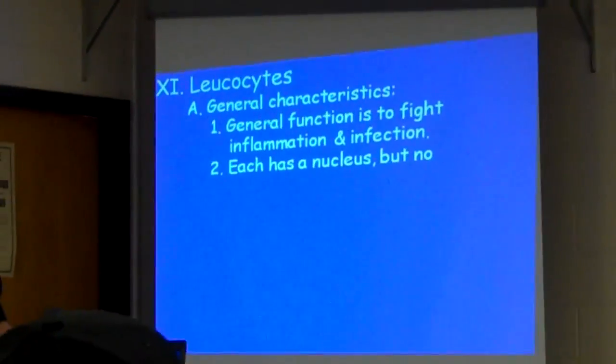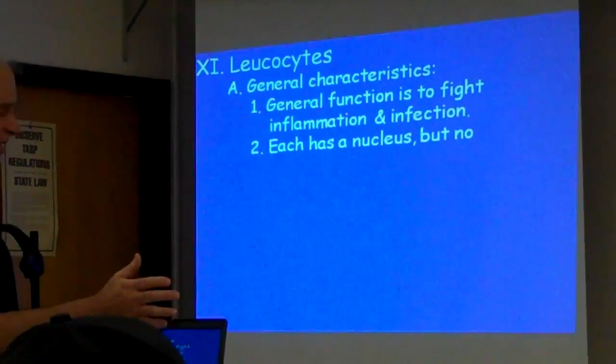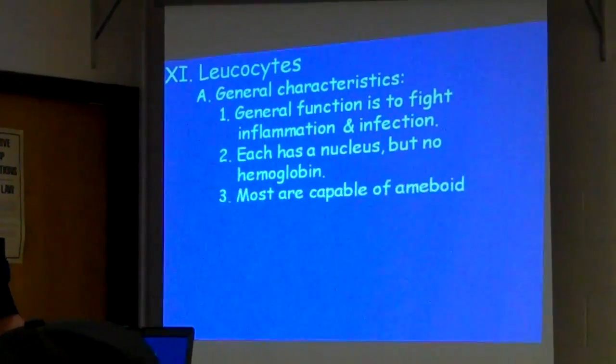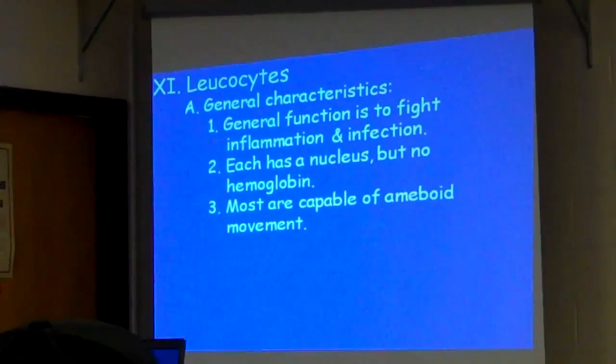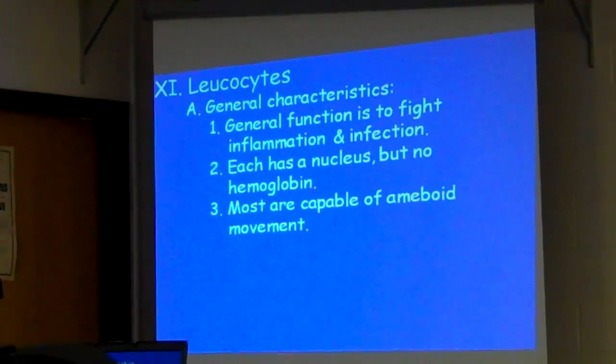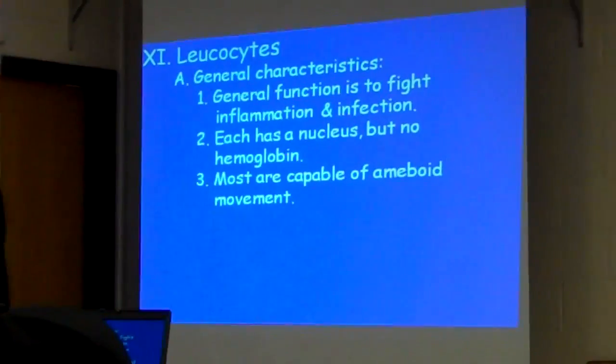Each has a nucleus. Remember that all white blood cells have a nucleus, that's for sure. They all have a nucleus. They don't have any hemoglobin. Most are capable of amoeboid movement. Do you understand what amoeboid movement is? Let me explain that to you real briefly.